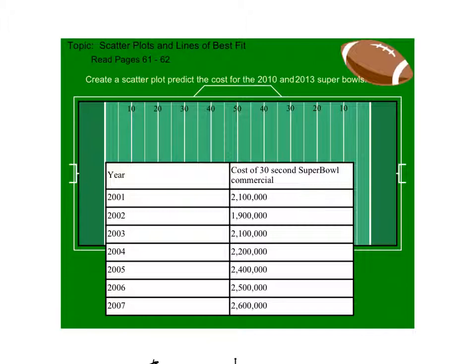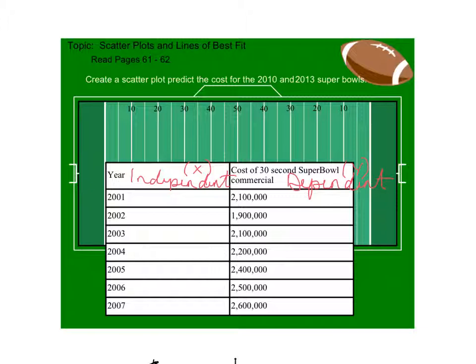So I'm going to figure out what is my independent and what is my dependent variable, so I can put those on my XY axis. Well, I notice that the cost depends on the year. So I'm going to go ahead and say cost is dependent. So here's going to be my dependent, which means this must be my independent. So when I graph it, I'm going to graph the year on the x-axis and the cost on the y-axis. So this is going to be my x-axis, and this is going to be my y-axis.